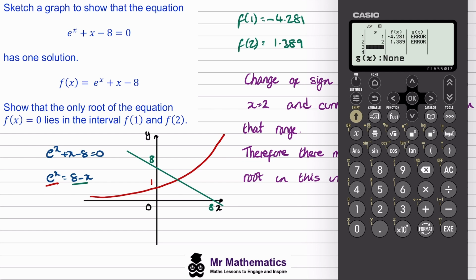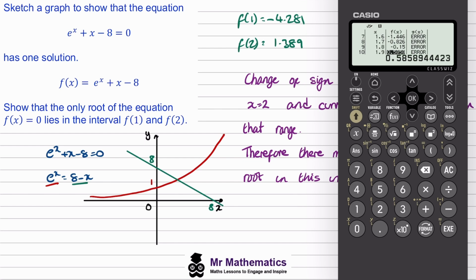if we press tools, and we want to define the table range, we know it's between 1 and 2, so we'll start at 1, we'll end at 2, and we want the step of 0.1. We want the solution to one decimal place. We'll execute this, and you can see f of x is negative, continues to be negative, but is approaching 0. And then when x is 1.8, we get negative 0.15. And when x is 1.9, we get 0.58.